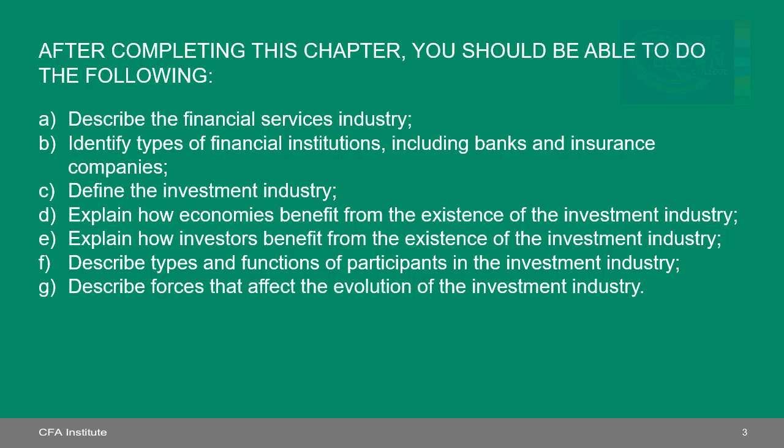A, describe the financial services industry. B, identify types of financial institutions, including banks and insurance companies. C, define the investment industry. D, explain how economies benefit from the existence of the investment industry. E, explain how investors benefit from the existence of the investment industry. F, describe types and functions of participants in the investment industry. And finally, G, describe forces that affect the evolution of the investment industry.